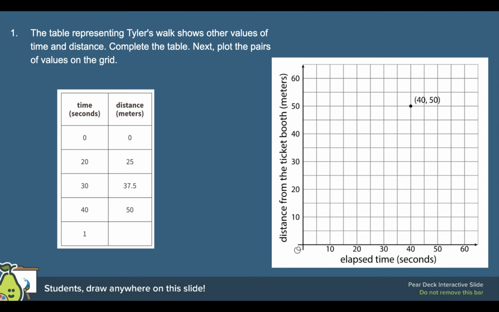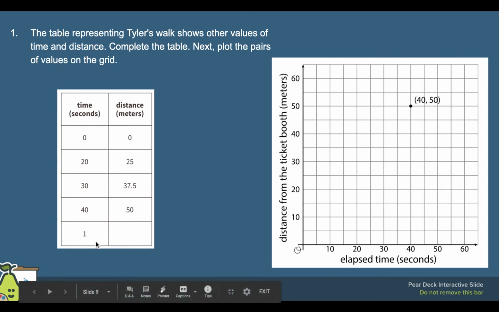Following this, we created a table for Tyler's walk, and this shows the value of time and distance. So complete this table and then plot the pair of the values on the grid. What I want you to do here is I notice that 0 time and 0 distance. Time is 20, distance is 25. 30 seconds is 37.5 meters. 40 seconds is 50 meters. So what would 1 second be? What could you do to solve for 1 second?